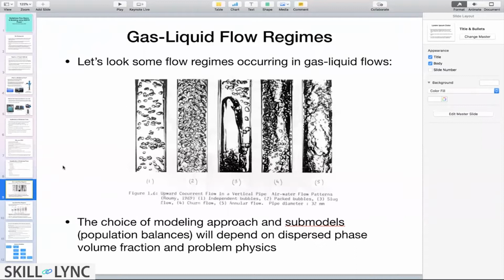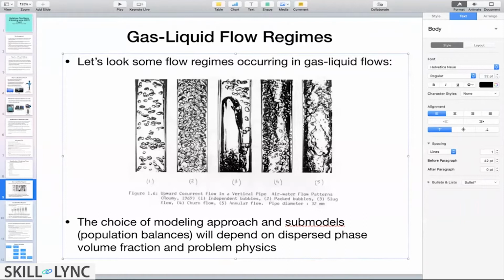In this, I discussed some of the flow regimes, or different types of flows, that we would see in a gas liquid flow, right? Going from left to right, we see 5 different flow regimes. And we would see this depending on the volume fraction of your dispersed phase and depending on the velocity at which your dispersed phase is moving, right?